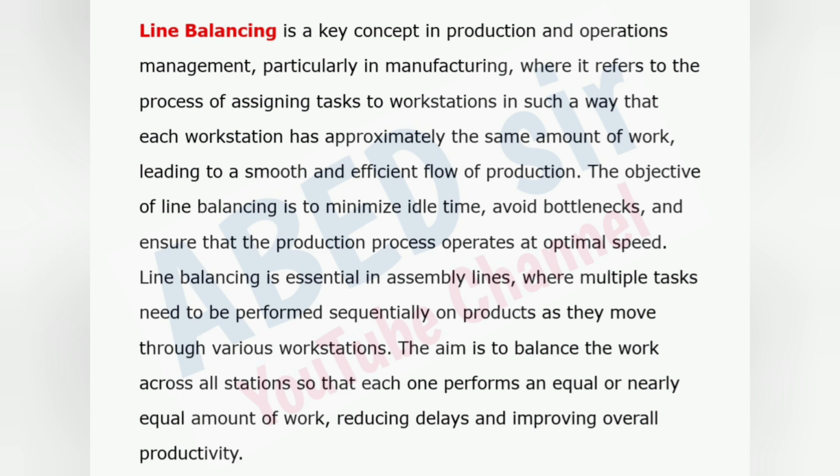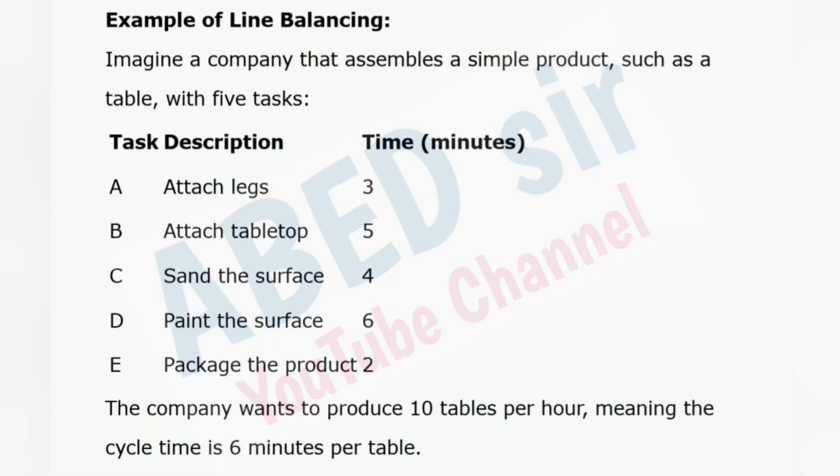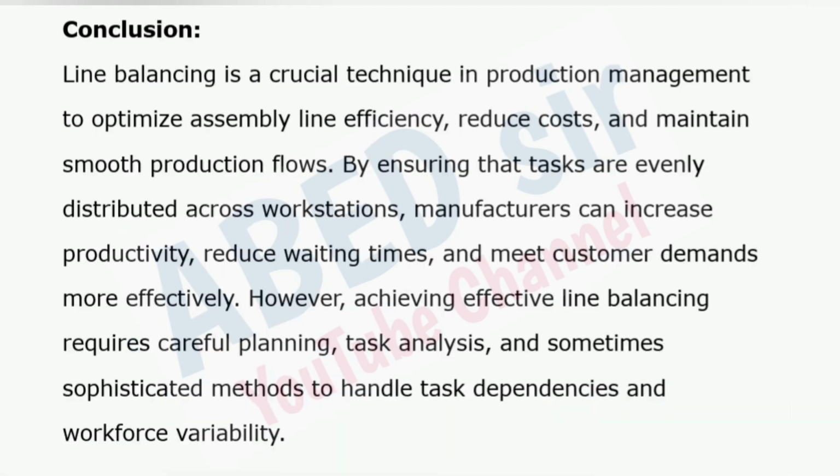The aim is to balance the work across all stations so that each one performs an equal or nearly equal amount of work, reducing delays and improving overall productivity. Example of line balancing: imagine a company that assembles a simple product, such as a table, with 5 tasks. The company wants to produce 10 tables per hour, meaning the cycle time is 6 minutes per table.